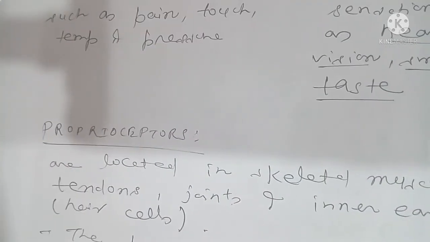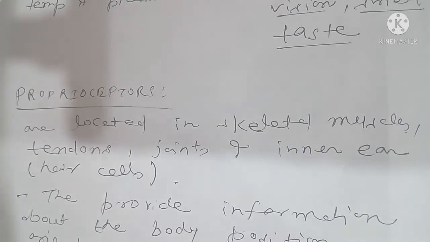What is a proprioceptor? These are located in the skeletal muscle, tendon, joint, and inner ear. Hair cells are present in the inner ear. They provide information about the body position, orientation of the head, contraction of the skeletal muscles, and position and movement of the joint. That is the proprioceptors.